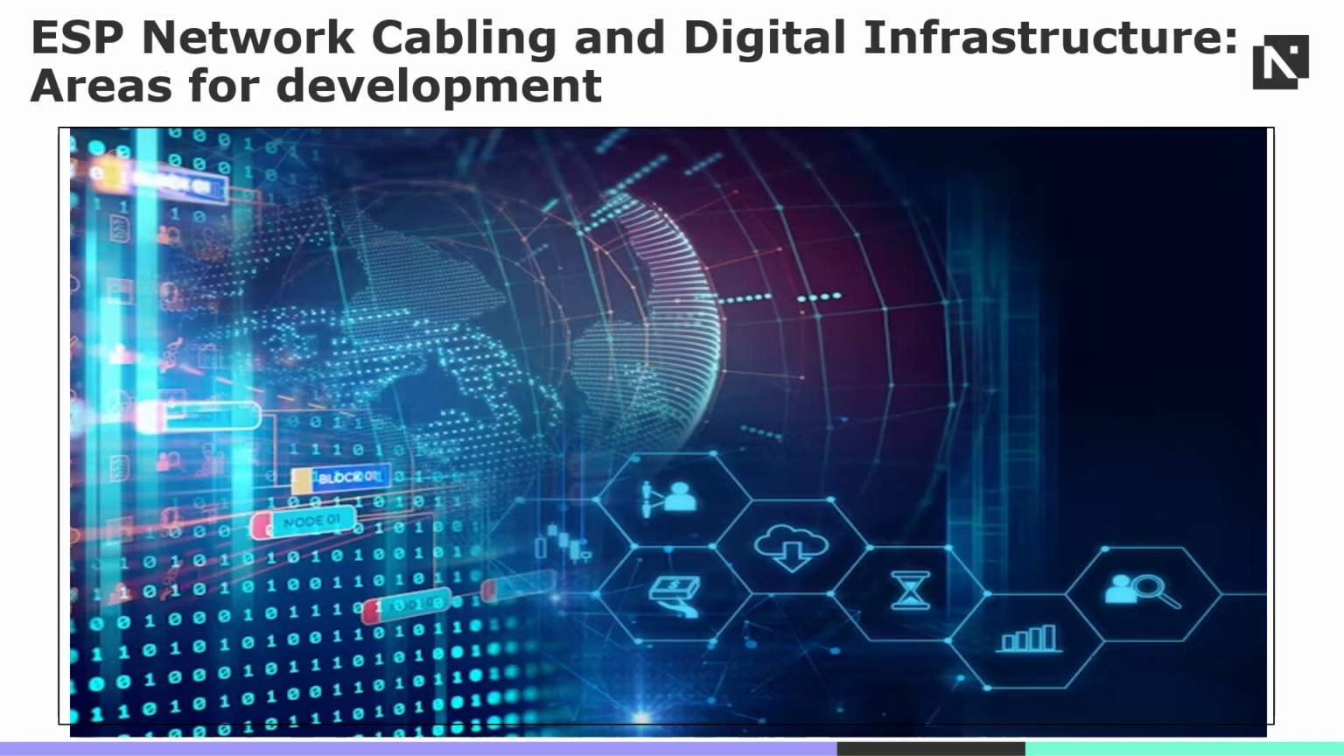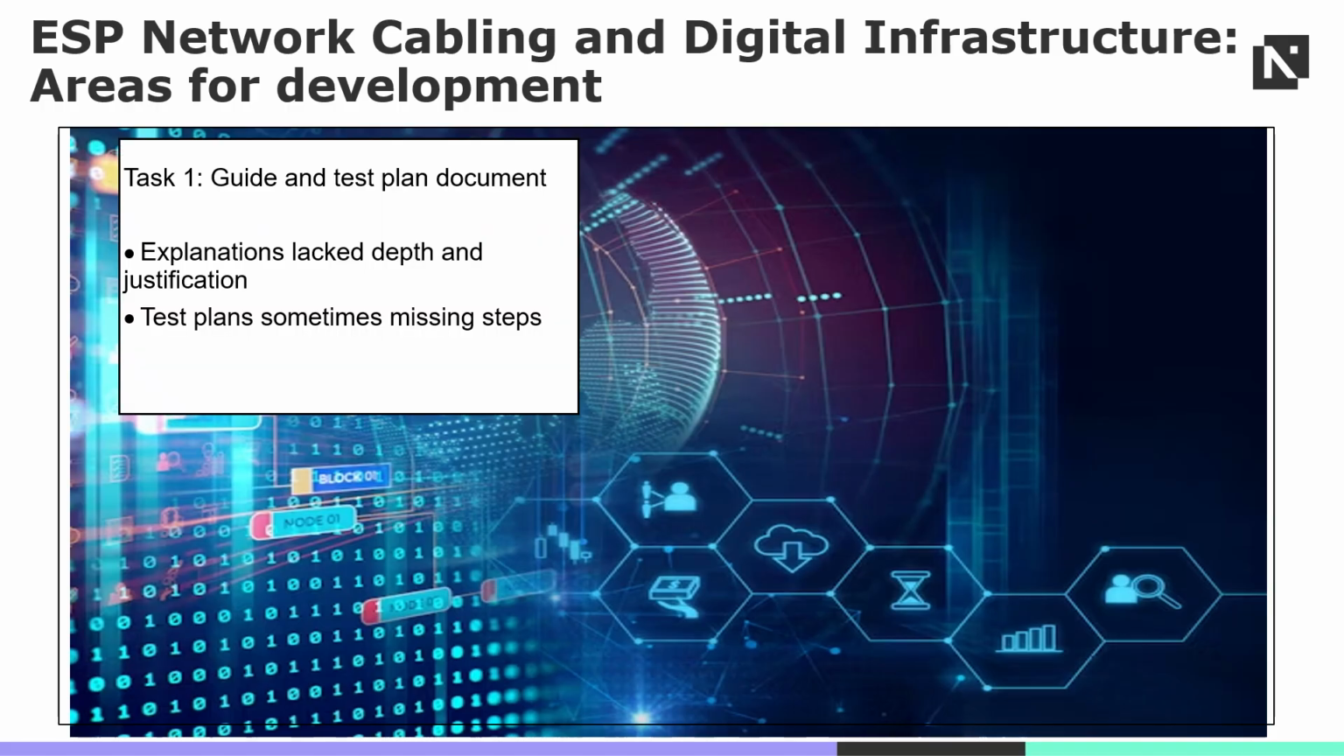And now we'll have a look at the areas for development for the ESP in network cabling and digital infrastructure. So with task 1, explanations often lack depth and justification for technical recommendations. For example, many students failed to explain why DHCP needed to be disabled on one device. Test plans were sometimes missing verification steps, for example, ping or tracert commands or file access testing. And some students described extra troubleshooting steps instead of actual tests to confirm fault resolution.